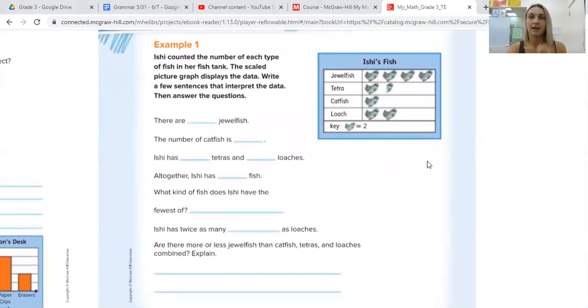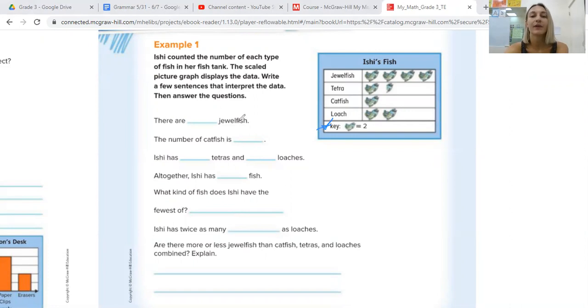You can fill in the answers as we go. I'll grab my pen. And then I will go over each of the sections here and explain them. Ishi counted the number of each type of fish in her fish tank. The scaled picture graph displays the data. So remember, if we have a scaled graph, there's always a key and it tells us how much one thing stands for. So in this case, our picture of our fish equals 2 fish. So we need to write a few sentences that interpret the data, then answer the questions.